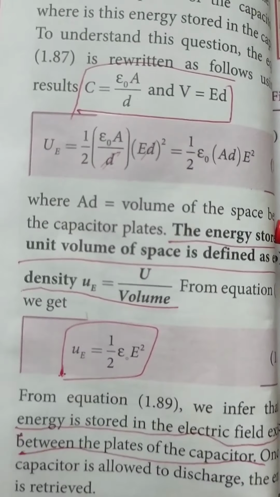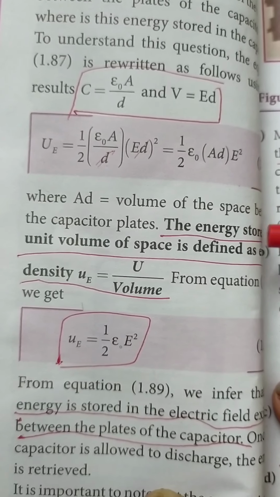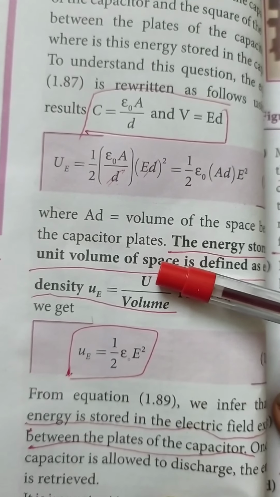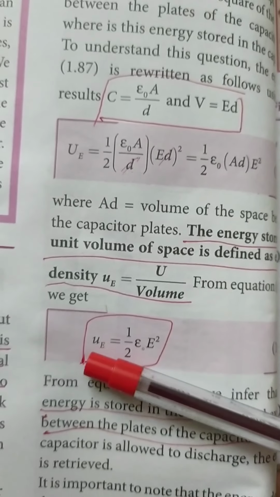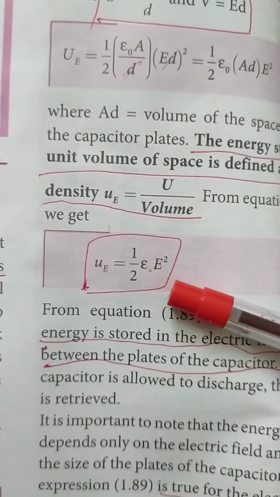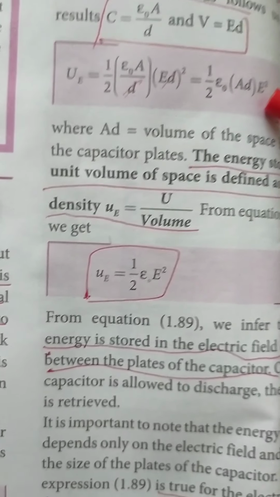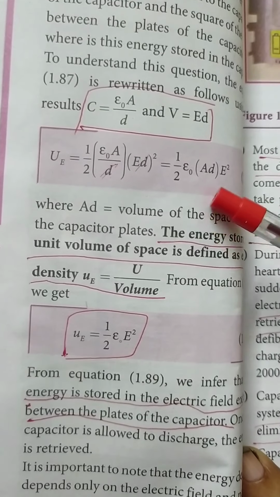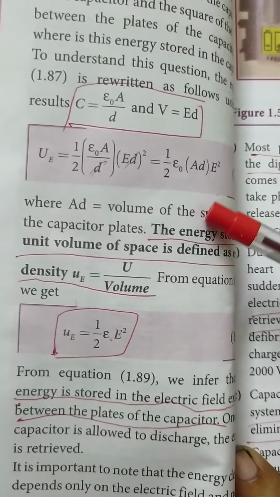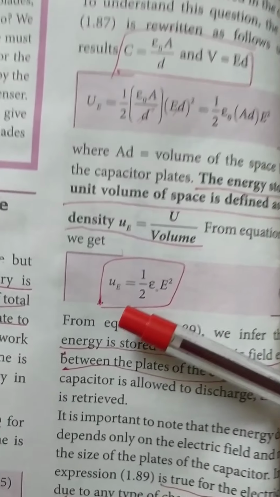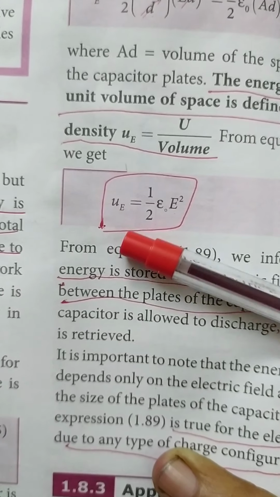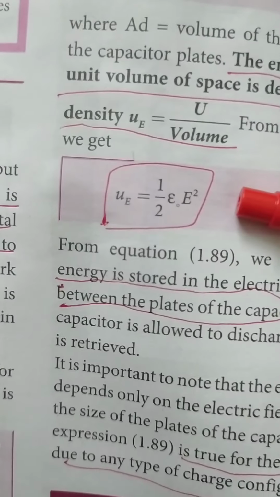So the energy stored per unit volume of space is defined as energy density. So small u is energy density, where this U is electrostatic potential energy. So u is equal to half epsilon naught E square, because per unit volume, you divide this expression by volume. Volume you know Ad, so Ad gets cancelled. So per unit volume means u is equal to half epsilon naught E square, where this u is nothing but energy density, energy per unit volume. So this is the equation.